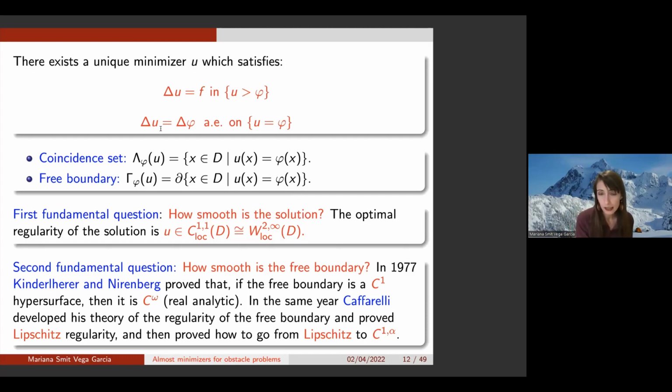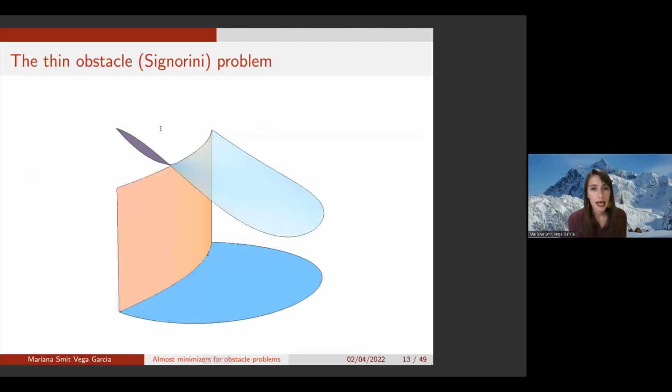And then if it is Lipschitz, it actually has to be C1 alpha. So if you combine all of these results, you are able to show that if the free boundary is flat, it has to be real analytic. So the best that you can hope for. Now let's get into this thin obstacle.